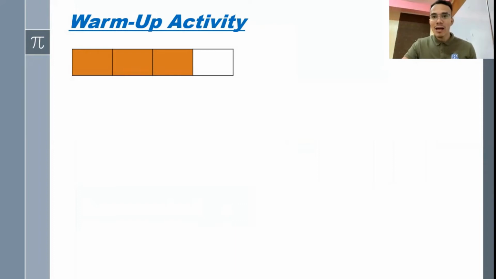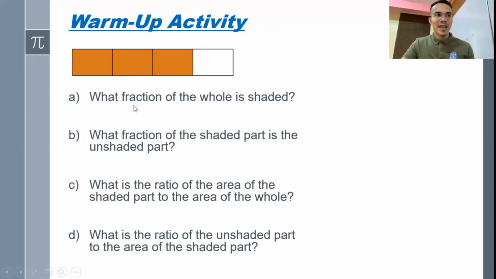I have here a whole, and this whole is divided into 4 equal parts. 3 parts are being shaded and 1 part is not shaded. Here are the questions. Letter A, what fraction of the whole is shaded? Letter B, what fraction of the shaded part is the unshaded part? It's somehow complicated, right? Letter C, what is the ratio of the area of the shaded part to the area of the whole? And letter D, what is the ratio of the unshaded part to the area of the shaded part?